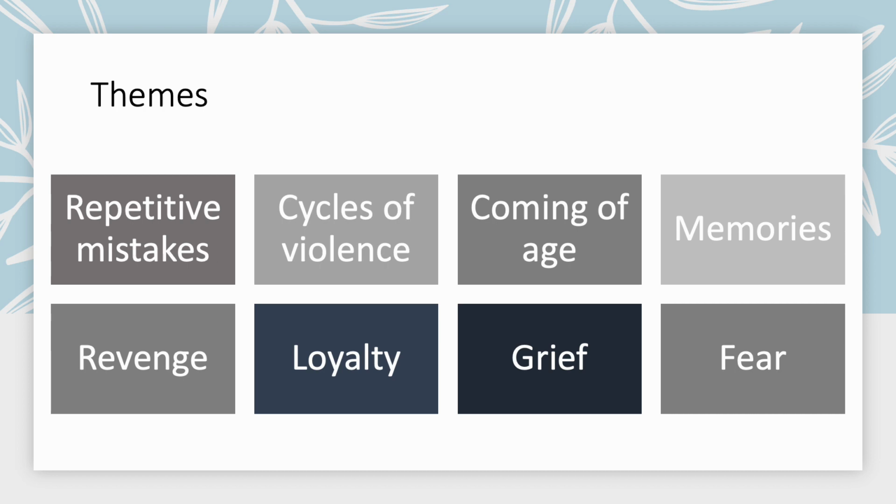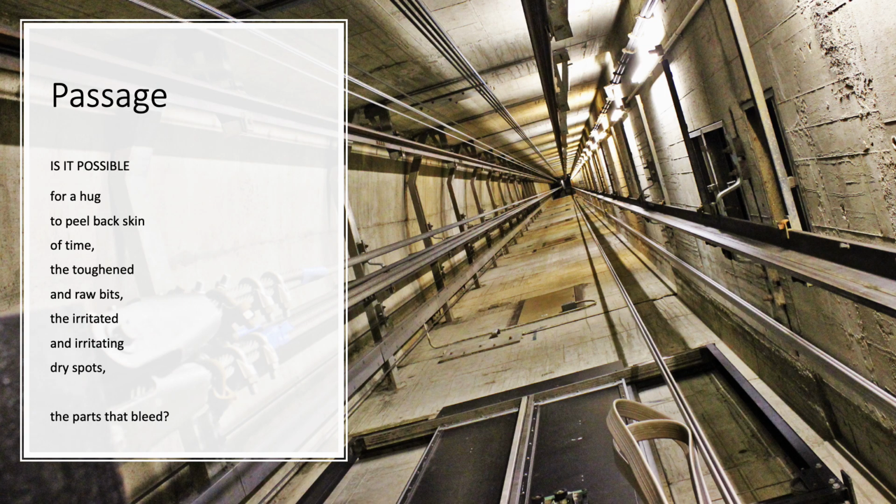Some of the themes that came up would be like repetitive mistakes, cycles of violence. It's definitely a coming of age. There's memories. There's revenge, of course. We see that a lot in this text. There's loyalty, especially with like the rules, grief, and fear. The passage that I picked, I went ahead and I just did a screenshot out of the text because it was easier, but you can do it your own way. You can type it all out.